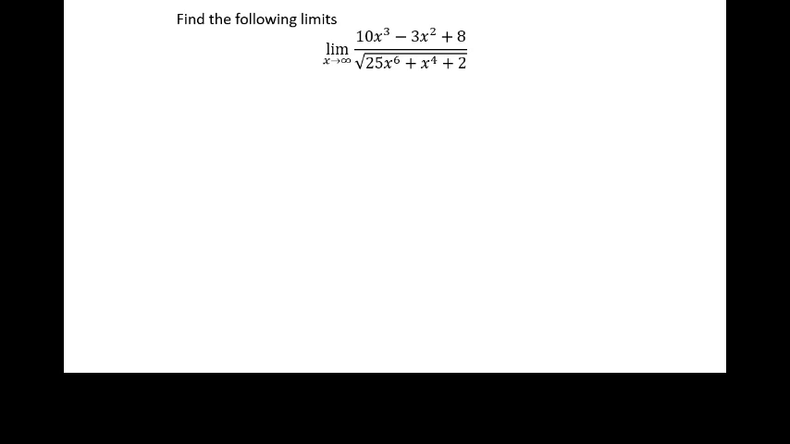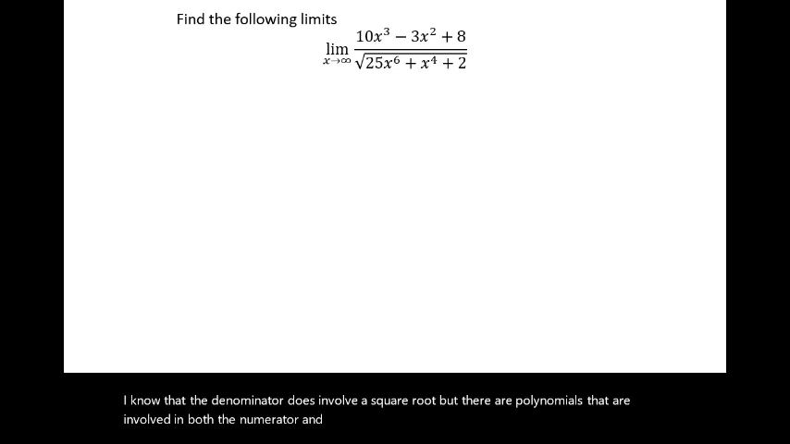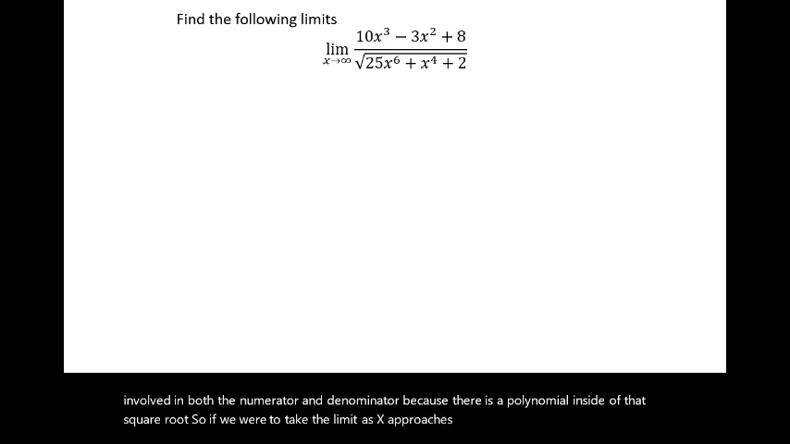So for this next one, I know that the denominator does involve a square root, but there are polynomials involved in both the numerator and denominator because there is a polynomial inside of that square root. So if we were to take the limit as x approaches positive infinity of this function, I think it's obvious you will get infinity over infinity.